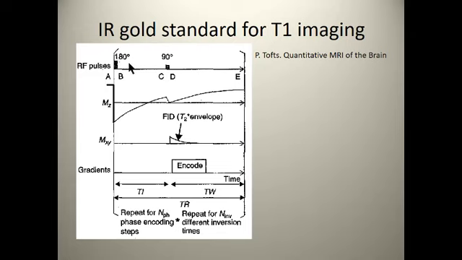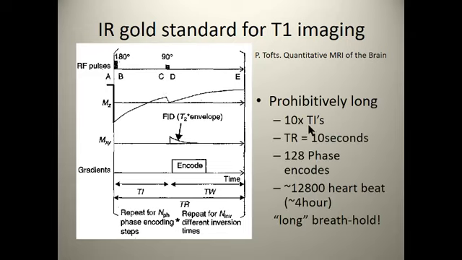So why don't we just use that in the heart? It's quite simple, really. If you've got a TR of 10 seconds, and you've got maybe 10 different TIs you want to measure to sample this curve, and then you have 128 phase encodes, then it gives you a 4-hour acquisition, which is a long breath hold even by graduate student standards. So consequently, it's not easy.